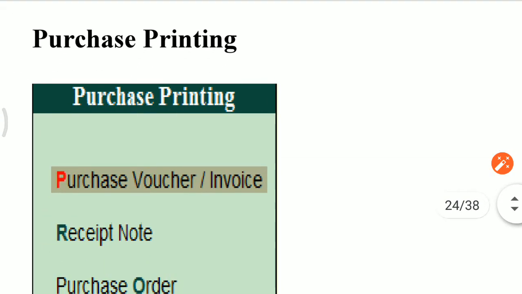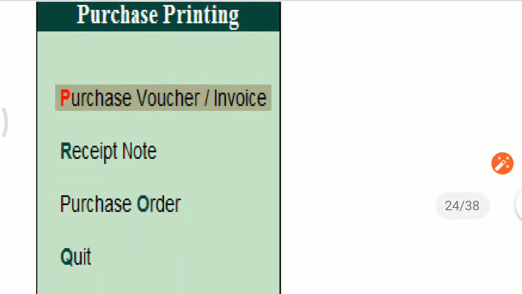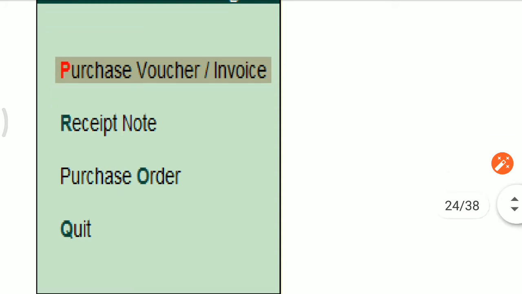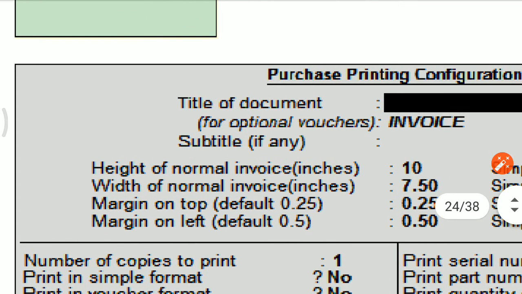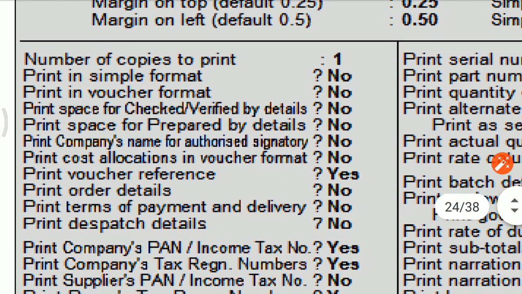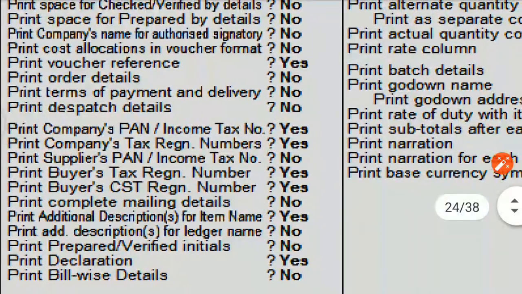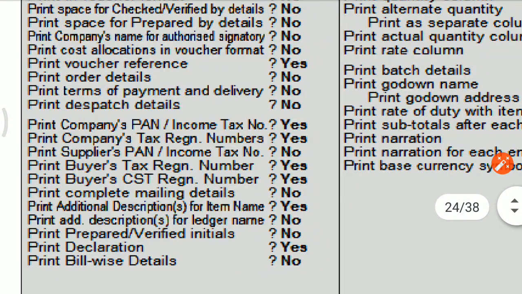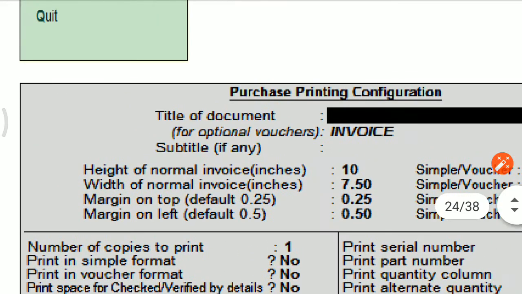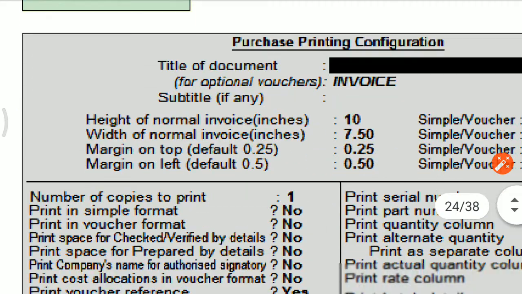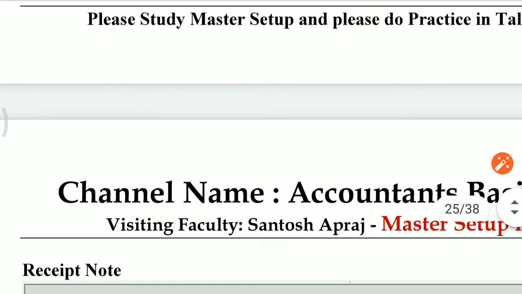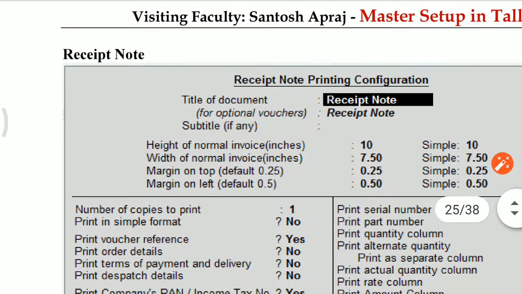Purchase printing: purchase voucher, what type of setup is there, receipt note, purchase order, quit. Then purchase printing. Friends, just read the different types of options they have given. You have to just insert yes or no. If you press yes, then the data will be printed in your purchase voucher.